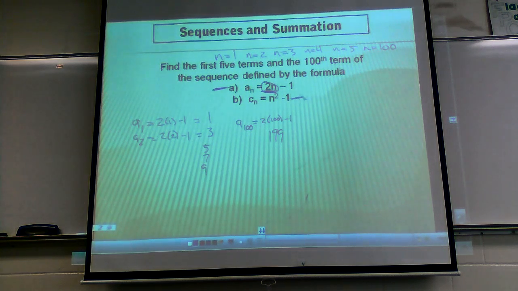for this one right here, I do c sub 1, right? It'd be 1 squared minus 1, which is how much? 0. All right. If I plug in 2, it's going to be 3. 3 would be how much? 8. 15. Yes. Right? Okay. And then the next one is 24. And then the 100th one would be? Would it be 9,999?